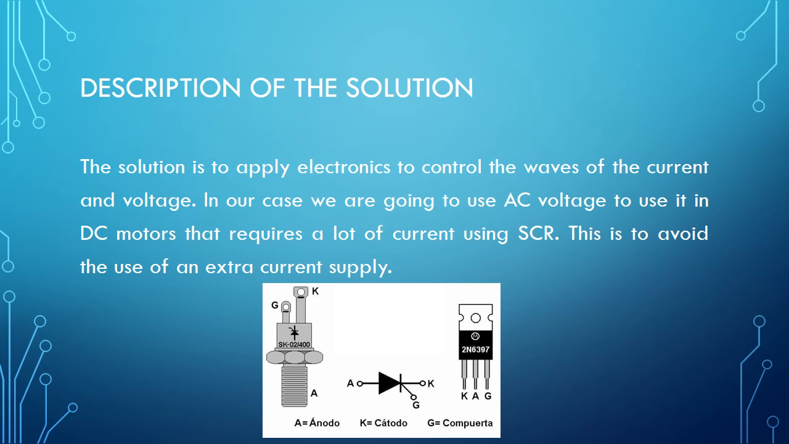Description of the solution. The solution is to apply electronics to control the waves of the current and voltage. In our case, we're going to use AC voltage in DC motors that require a lot of current, using SCRs. This is to avoid the use of an extra current supply. Also, we are going to use it to control the speed of the motors using the input signal gate of the SCR.